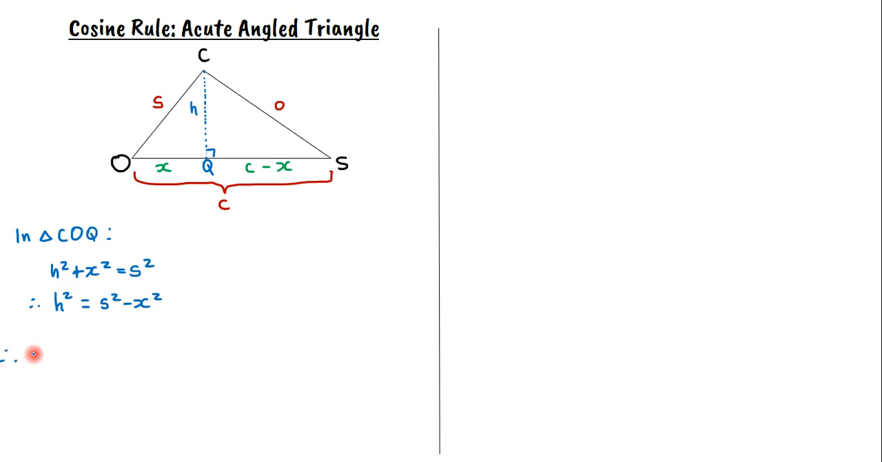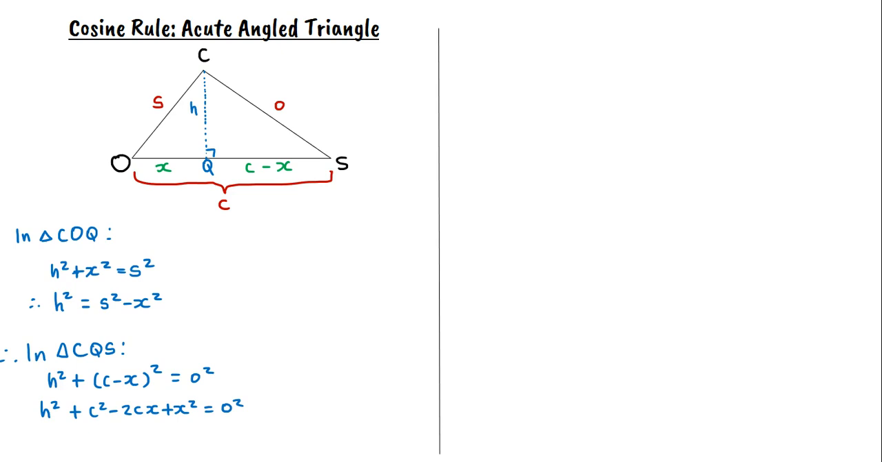All right. Then from here, we look for another triangle. So in this case, it will be triangle CQS. We'll then do the same thing. h squared plus (c minus x), which is our adjacent in this case, squared is equal to o squared. Now by simplifying this, we have h squared plus c squared minus 2cx plus x squared. This is equal to o squared.